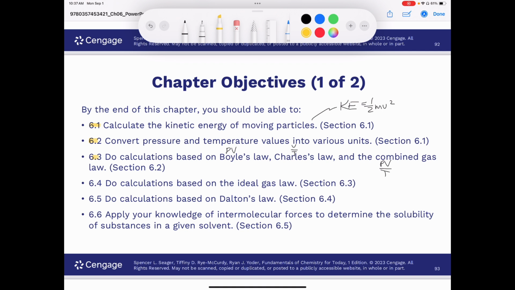You should be able to do calculations based on the ideal gas law, which is PV = nRT. You should be able to do calculations based on Dalton's law of partial pressures, which is P total = P1 + P2 + P3, etc. Apply your knowledge of intermolecular forces to determine the solubility of substances in a given solvent. So you should know ion-dipole, dipole-dipole, hydrogen bonding, and London forces.